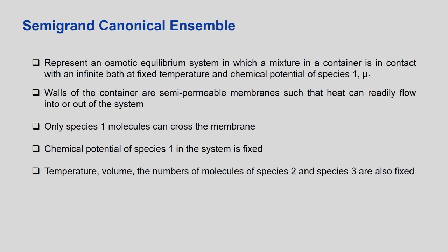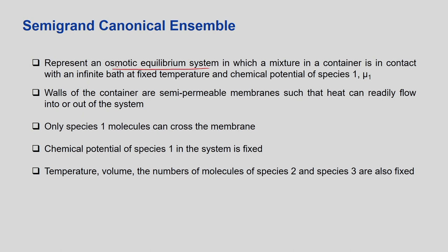We will see those examples as we go along. So let us first start with the semi-grand canonical ensemble. As I told you, although it is not much used, I still need to discuss it, because this is the last ensemble. It represents an osmotic equilibrium system.